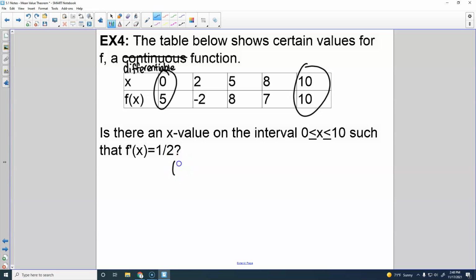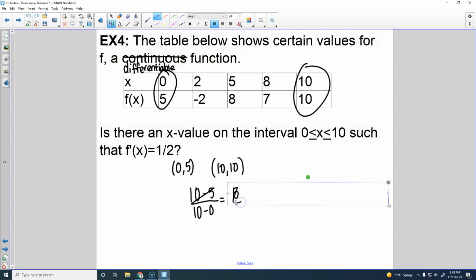So I would have the point 0, 5, and 10, 10. So if I do 10 minus 5 over 10 minus 0, I will get 5 over 10, which is 1/2. So the slope between the endpoints on this graph is equal to what they're telling us the derivative is going to be. So it does have to be true that the derivative has to equal 1/2.